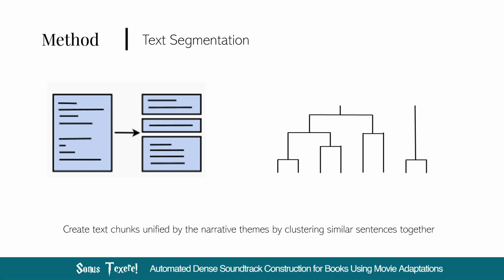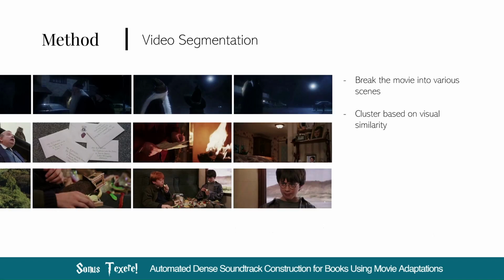Now, for text, we do something similar, where we create text chunks, which are simply portions of a large chapter that we've broken down, where each chunk is unified by a certain narrative theme, such as the characters present, the plot point, or the emotion. And we accomplish this by clustering sentences together based on embeddings that we obtain for these sentences. Similarly, for the movie, we aim to break the movie into various scenes, where we cluster images or frames together based on visual similarity. You can see a few examples on screen.